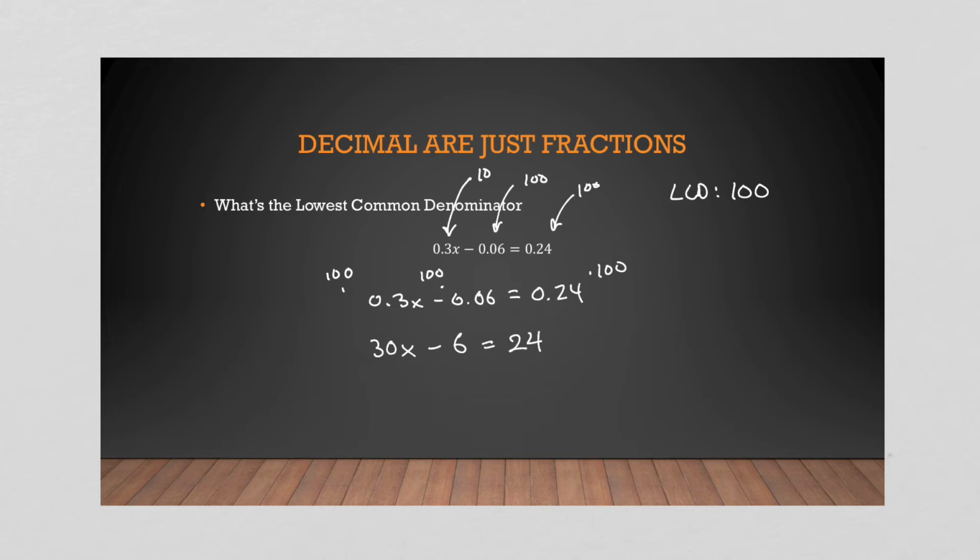And now, easier, way easier, right? Add 6, 30x equals 30, divide by 30, divide by 30, x equals 1. So you can see getting rid of those decimals, kind of like how we got rid of the fractions or got rid of the brackets, starts to make things easier, and our steps get easier and easier, which is why if we take it one step at a time, it becomes less daunting.